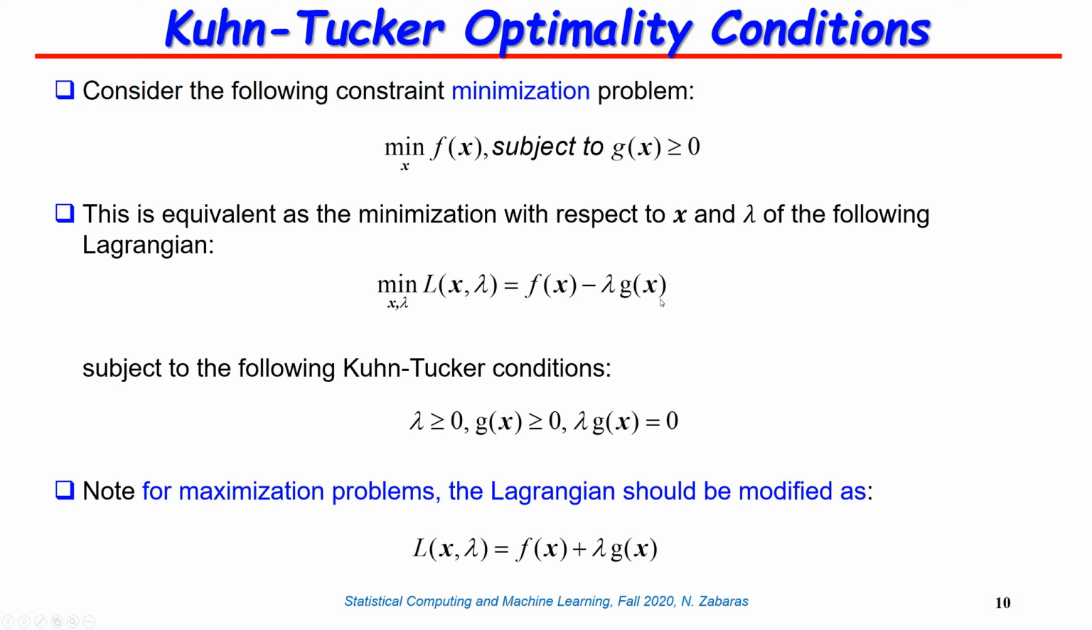In our previous slide, the constraint was less than or equal to 0, so we got plus lambda times the constraint, but here we have minus lambda times the constraint. And then we see the Karush-Kuhn-Tucker conditions. The lambda is greater than or equal to 0. The constraint has to be greater than or equal to 0, and then lambda times g equals 0.